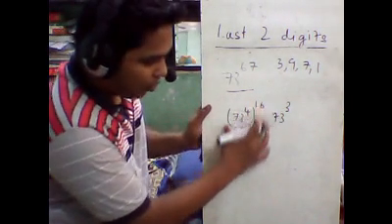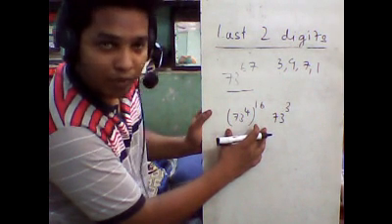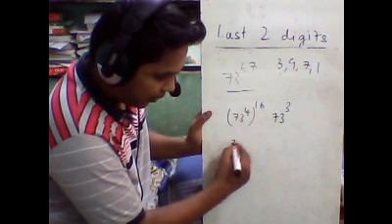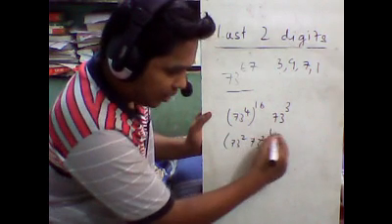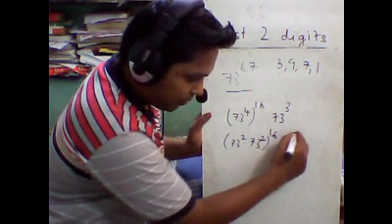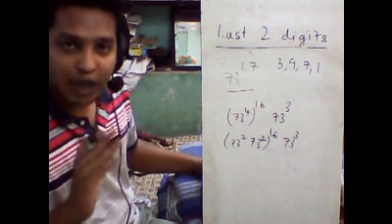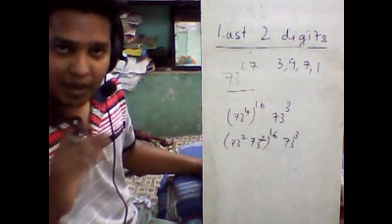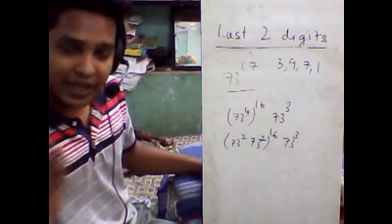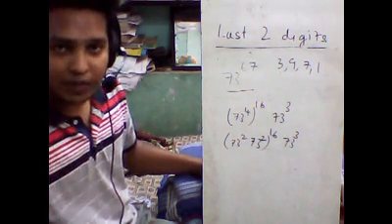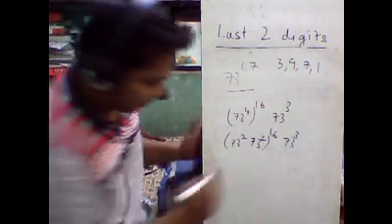Now let us just consider 73 to the power of 4, the whole power of 16. This is the same as 73 square into 73 square, the whole power of 16, into 73 cube. 73 square is 50 plus 23 square. So the last two digits of 73 square will be affected only by the last two digits of 23 square. 23 square is 529, so the last two digits are 29.